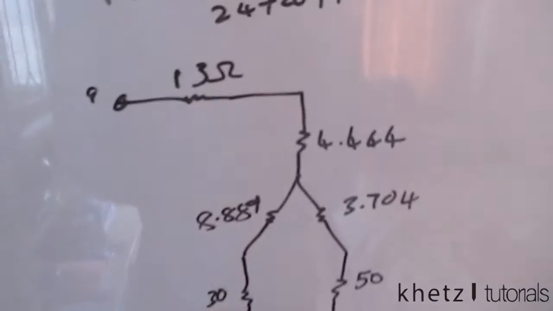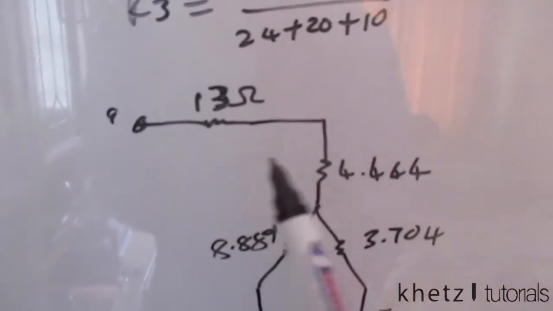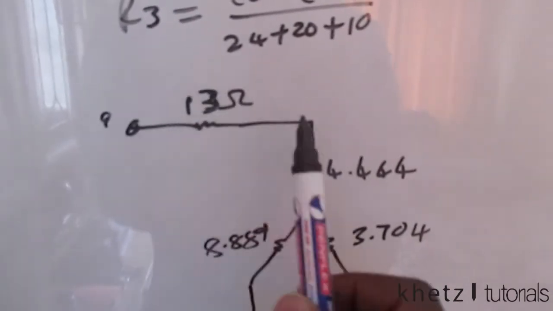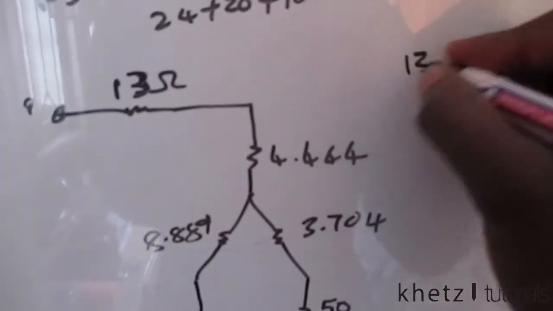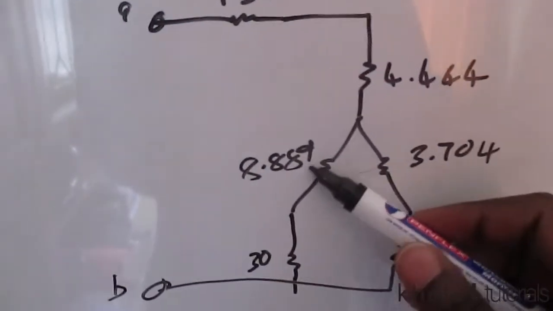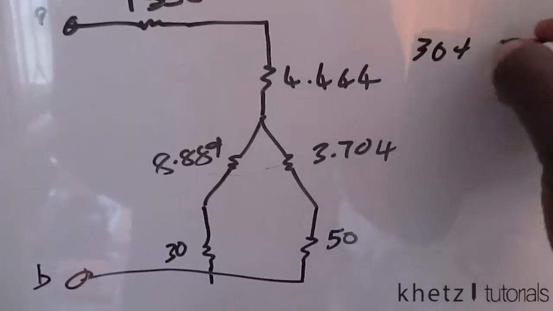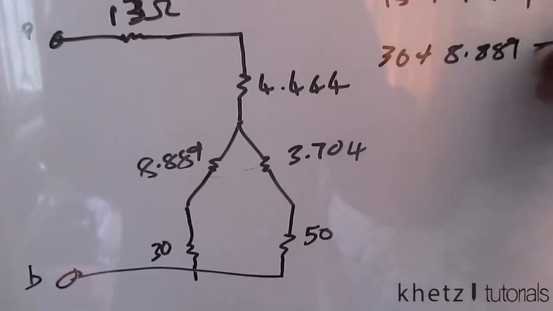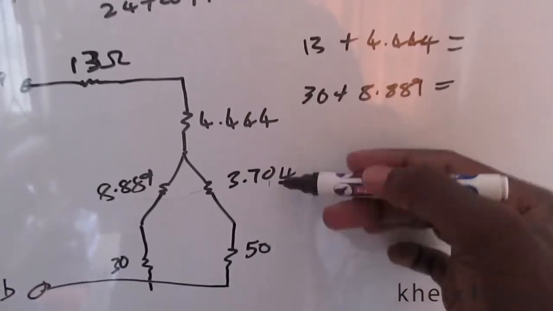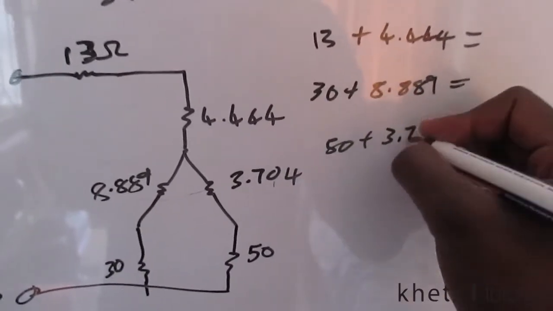So now we actually have elements which are in series and parallel. As you can see, the 13 is in series with the 4.444, so you can just add those: 13 plus 4.444. And you have this in series with that, so you can add that as well: 30 plus 8.889. Then you can also add this and that because they're in series: 50 plus 3.704.